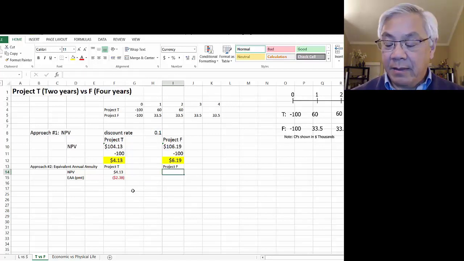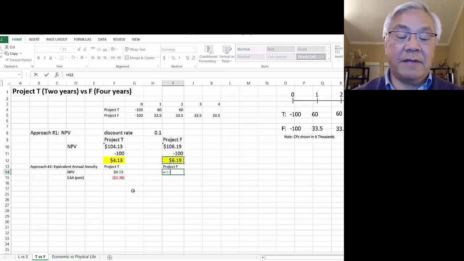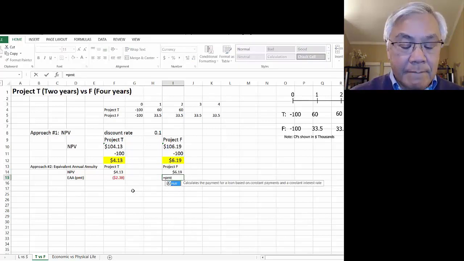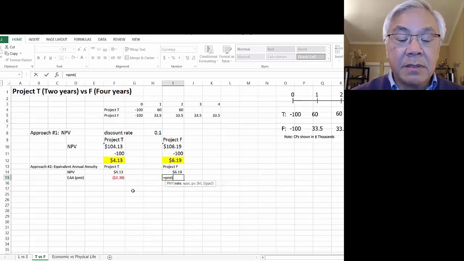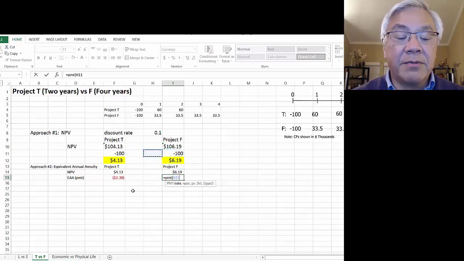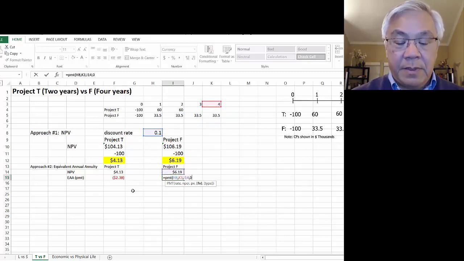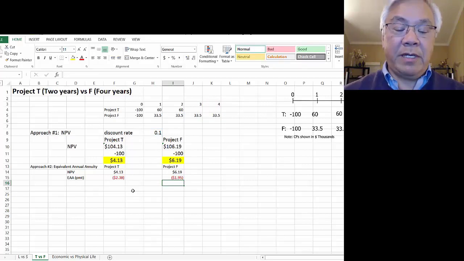All right, so let's look at project F. Let's do the same thing. The NPV for project F is $619. The payment is equal to the rate, which is 10%, comma, the number of periods. In this case, the number of periods is different. It's 4 periods, comma, the PV is the NPV, comma, the future value is 0. So we get a 1.95.